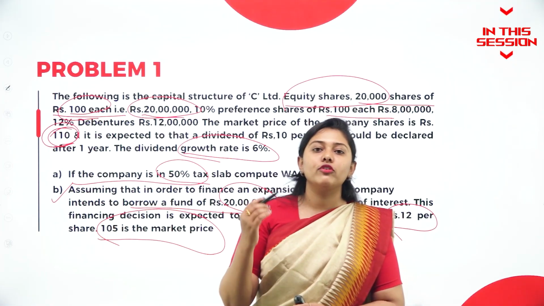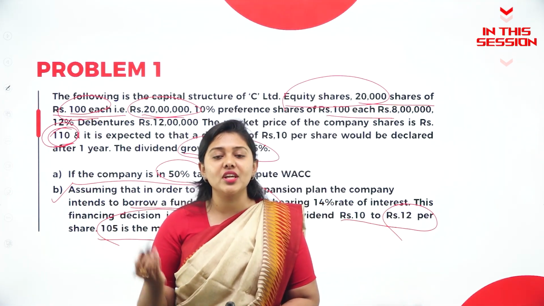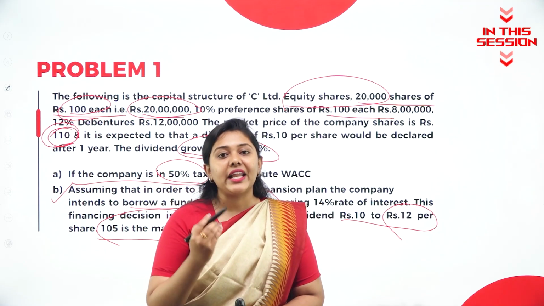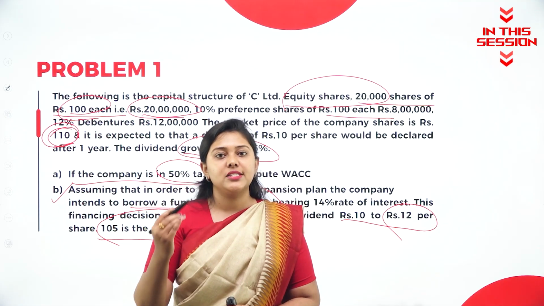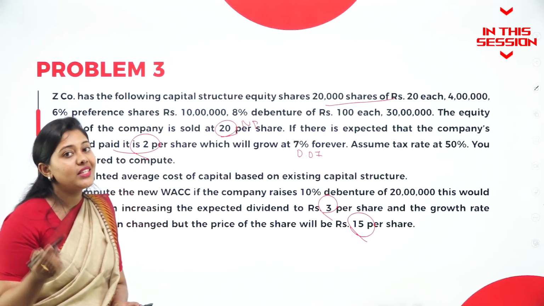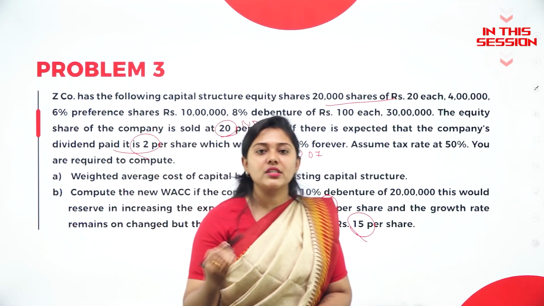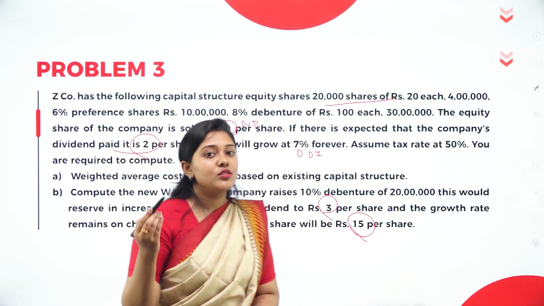What is the formula for calculating the cost of equity? Cost of equity is equal to dividend divided by net proceeds or market price, plus growth. What is the net proceeds? Market value is not given, market price is not given. So 20 per share will be the net receipts.